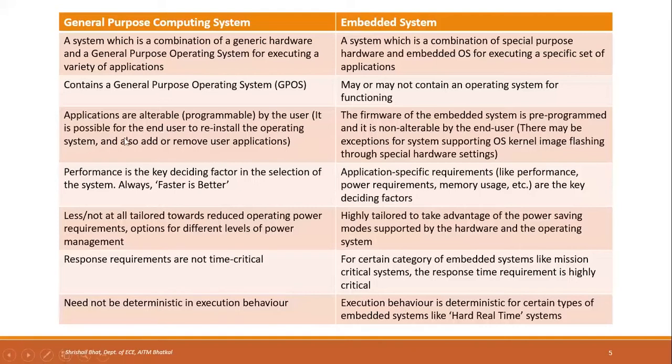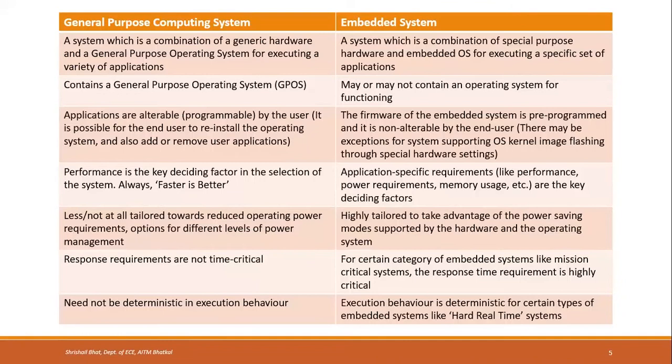In general purpose computing system, the applications are alterable or it is programmable by the end user. So it is possible for the end user to reinstall the operating system and also to add or remove the user application. Just like in your computer, you can reinstall your operating system like installing Windows, and you can add or remove different user applications. Whereas in case of embedded system, the firmware of the embedded system is pre-programmed by the manufacturer itself, and it is not alterable by the end user. So there may be exceptions for some systems supporting OS kernel or image flashing through special hardware settings.